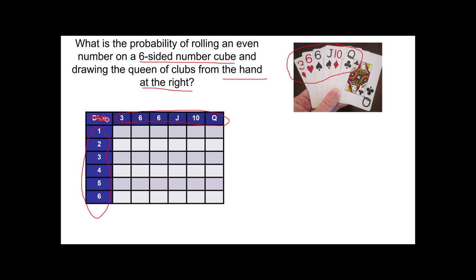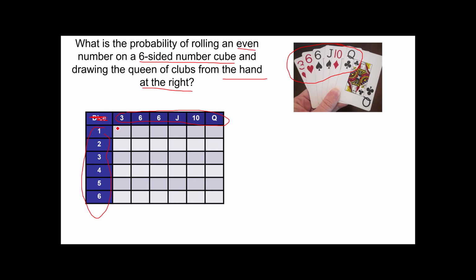Probably shouldn't use the heading dice because one of them is a die, the other is a hand. I should probably black that out. I think I'll do that before I give this to my students. Once you've got that, you can list your choices. Now notice it's not the probability of the sum and it's not the probability of the product. It's just what's the probability of getting an even and also.